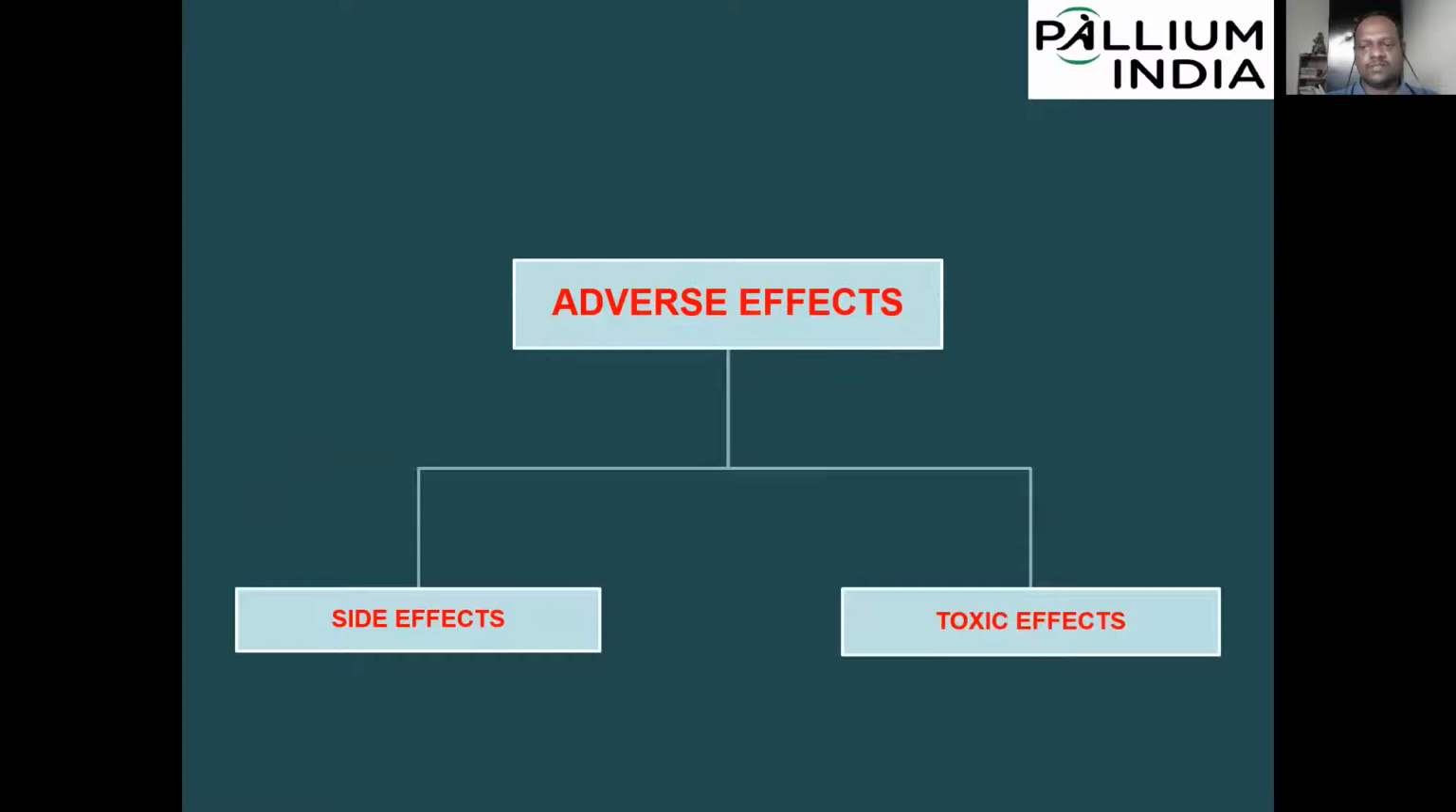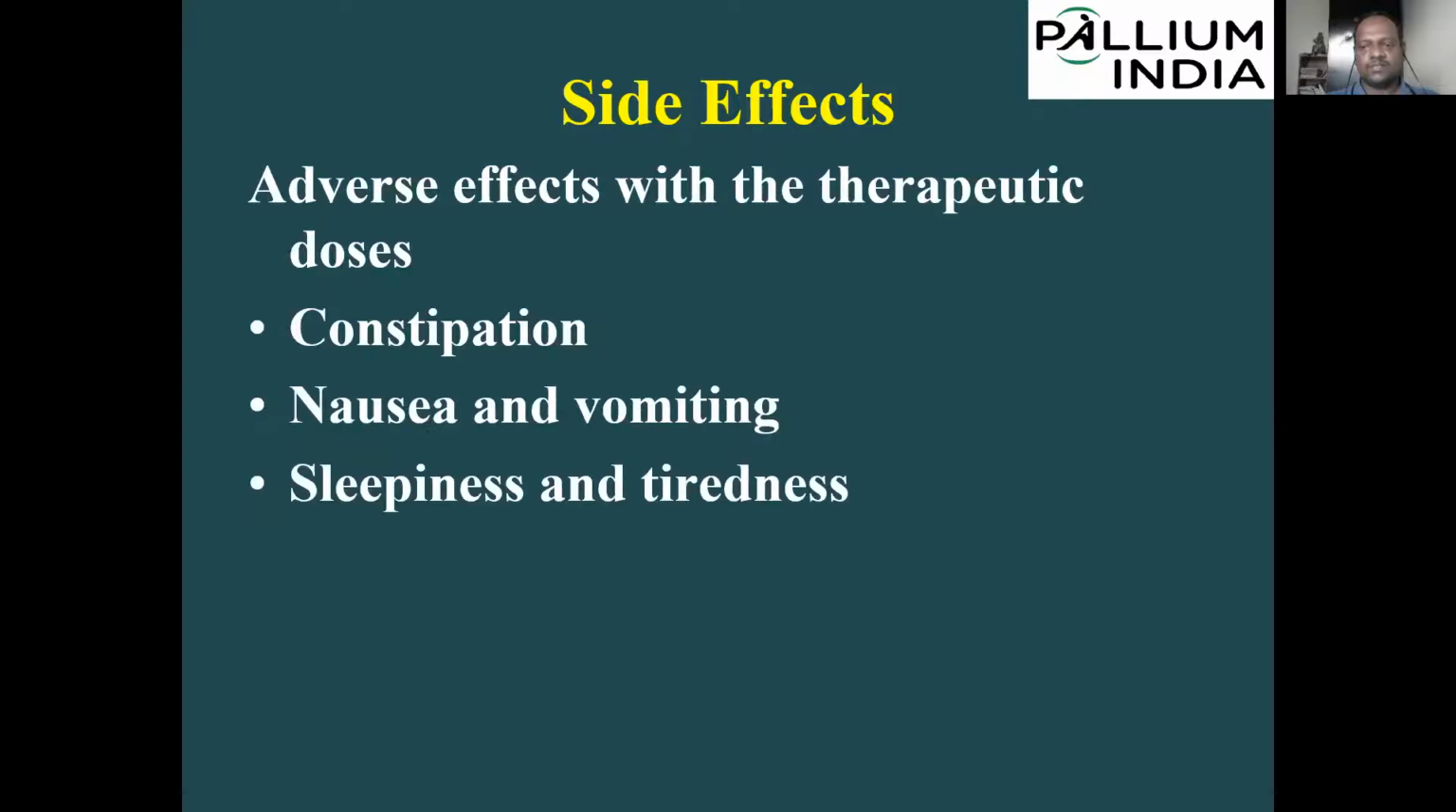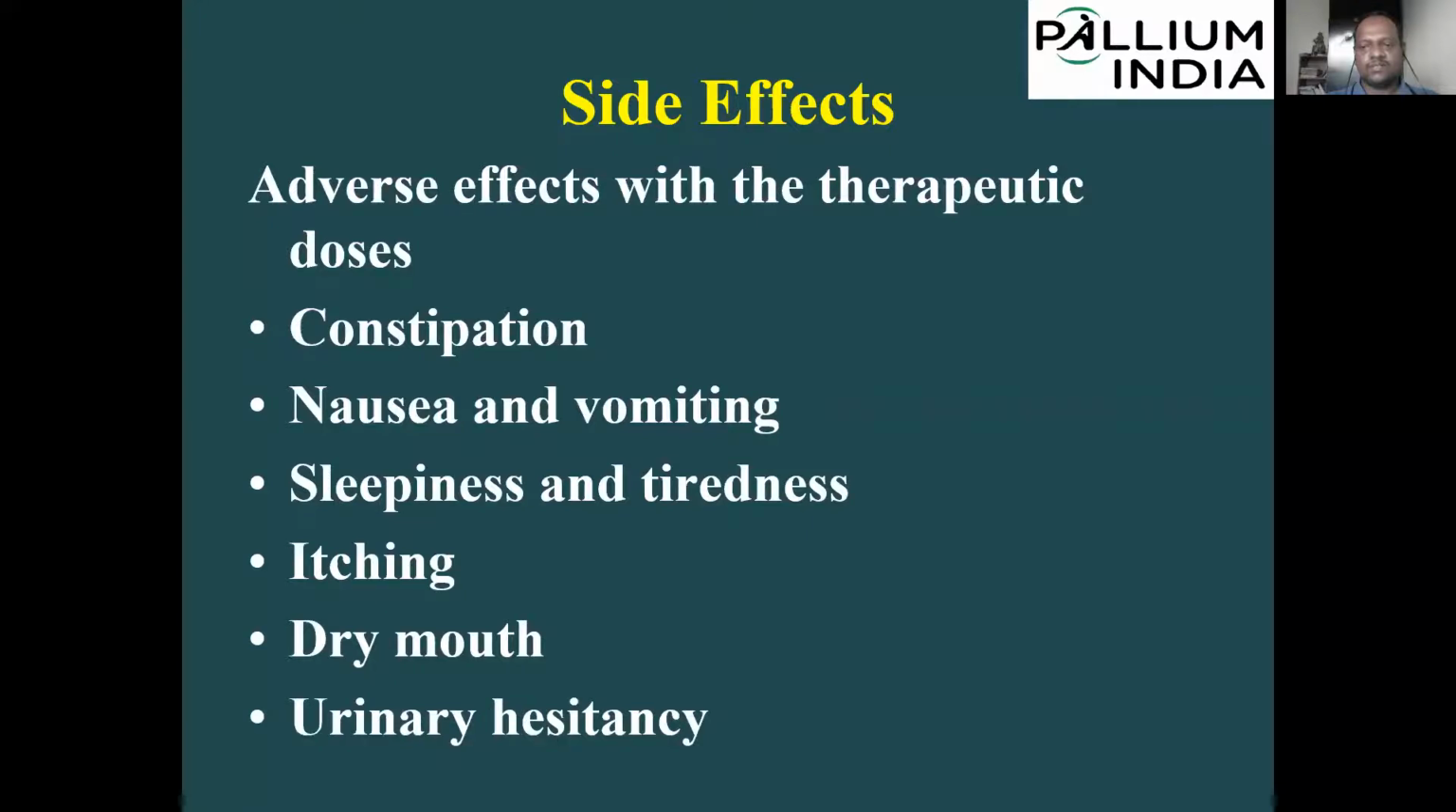So next is the adverse effects of opioids. It can be divided into two: side effects and toxic effects. What are side effects? These are the adverse effects with therapeutic doses. The patient will have good pain relief, but at the same time there will be some adverse effects, which are known as side effects. So what are the side effects? Constipation, nausea, vomiting, sleepiness and tiredness, itching, dry mouth, urinary hesitancy. The first three are the common side effects and the last three are the rare side effects.